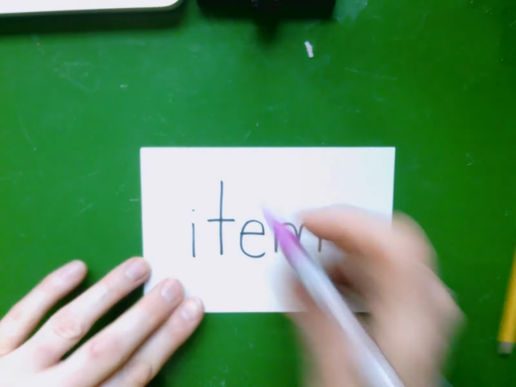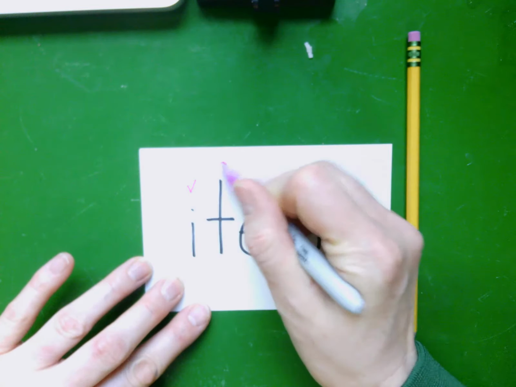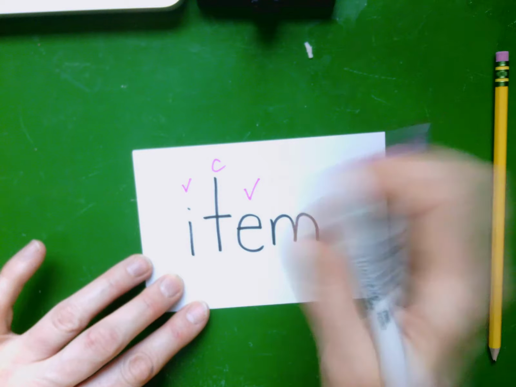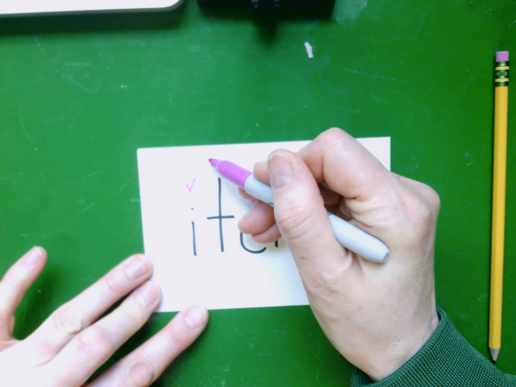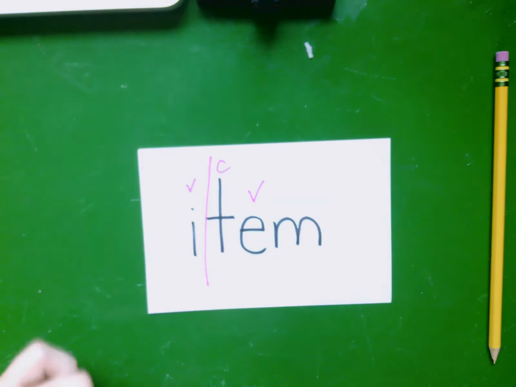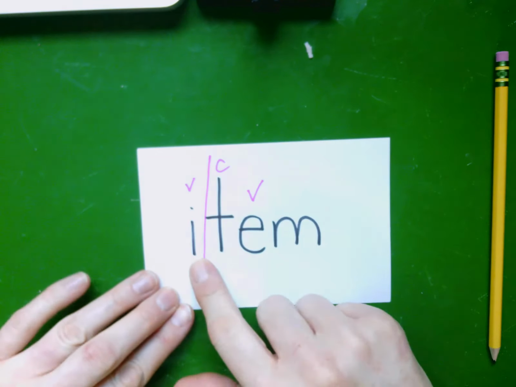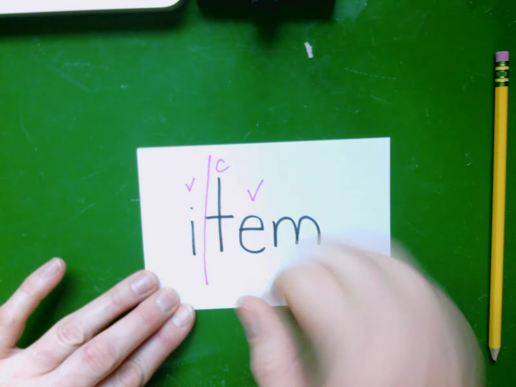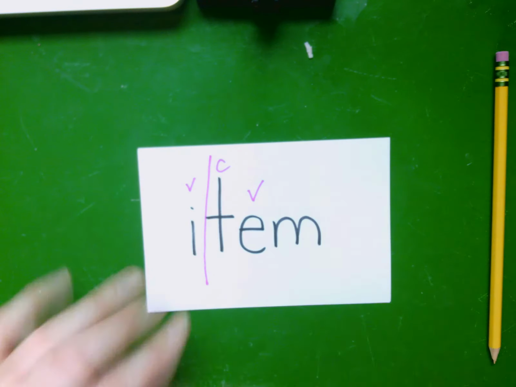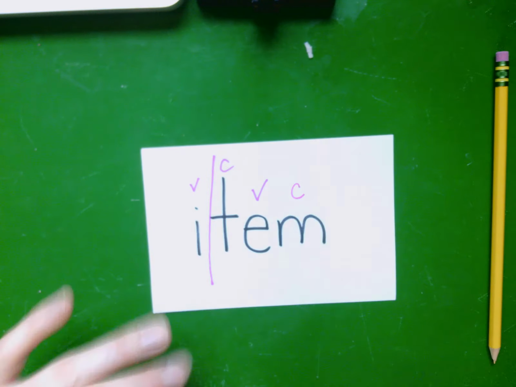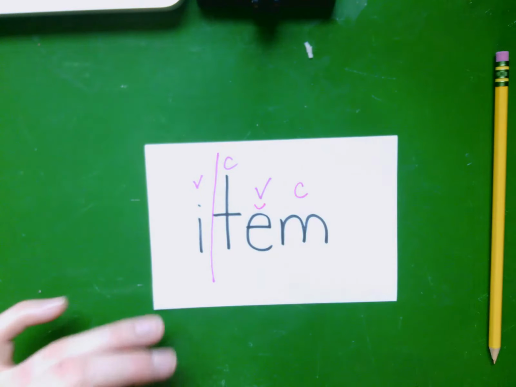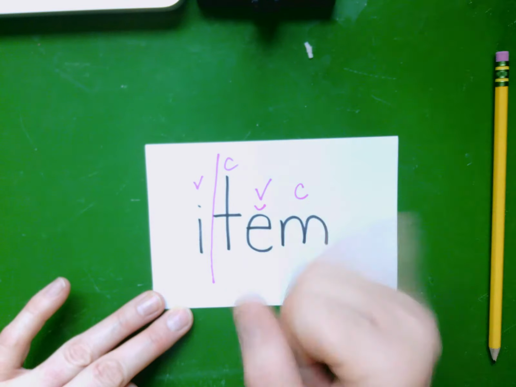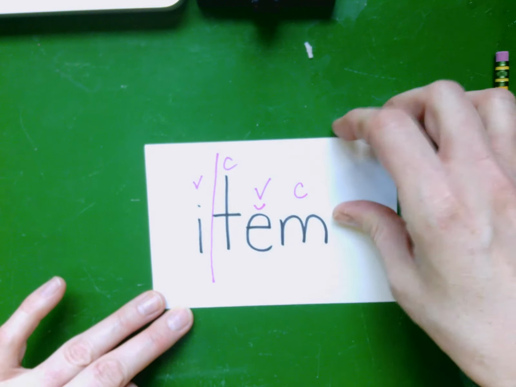Okay, next one. I'm going to look for my consonants and my vowels. So I have my vowel, consonant, vowel. Okay, if I'm going to follow my tiger rule, I'm going to divide it after that vowel. So that first syllable is by itself. It's an open syllable. So we have i. This is going to be a closed syllable because I see it's a consonant, vowel, consonant. So this E is going to be short. Tem. Item. That would be the word item.